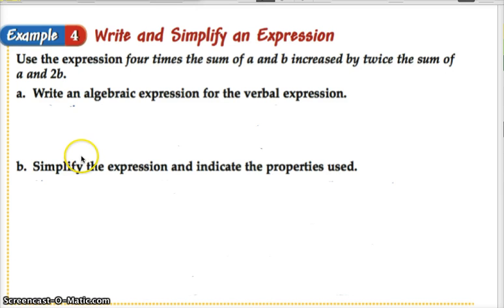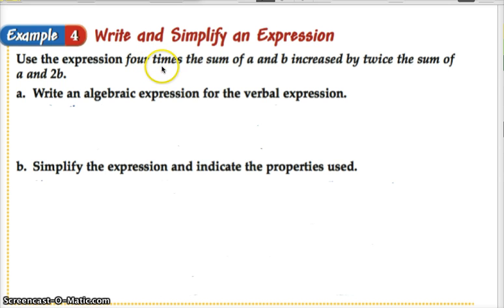So here in example 4, we're going back to what we talked about a lot earlier, where we're translating verbal expressions into algebraic ones. In part A, we're going to write an algebraic expression for the verbal expression. It says 4 times the sum of A and B increased by twice the sum of A plus 2B. Let's figure out what this looks like.